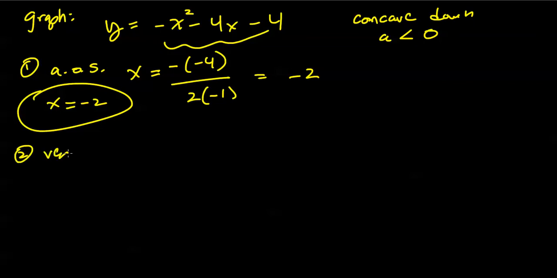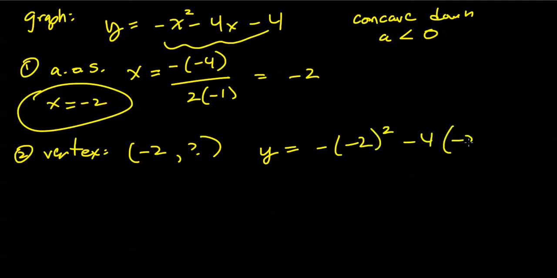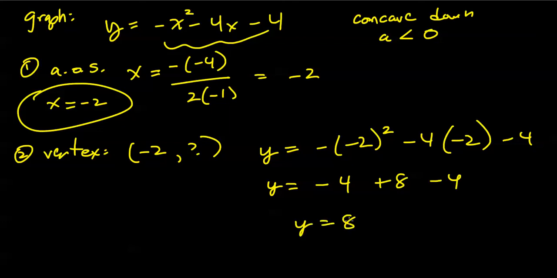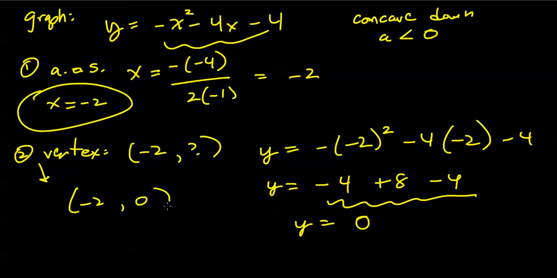The vertex occurs on the axis of symmetry. That means when x is minus 2, I can solve for y in my original equation. So y equals minus 2 squared minus 4 times minus 2 minus 4. Minus 2 squared is 4, so I'll have minus 4 plus 8 minus 4, or I get the y coordinate, y equals 8. Oh, sorry, made a mistake. Check it. Minus 4 plus 8 minus 4 reduces to 0. So I get y equals 0 on my vertex. Alright, so the vertex is the point minus 2, 0.